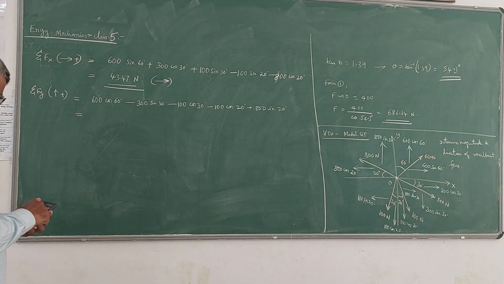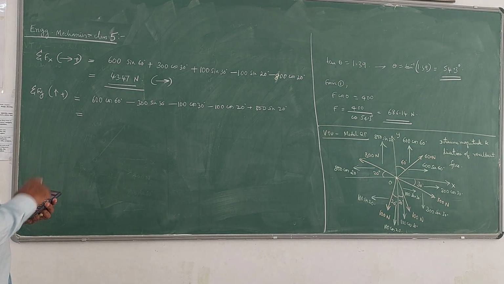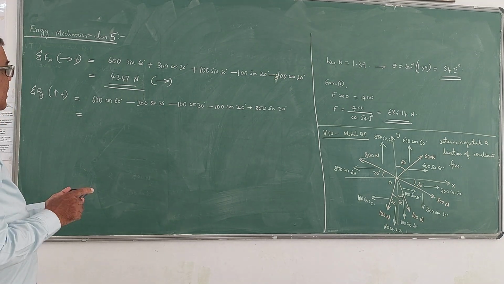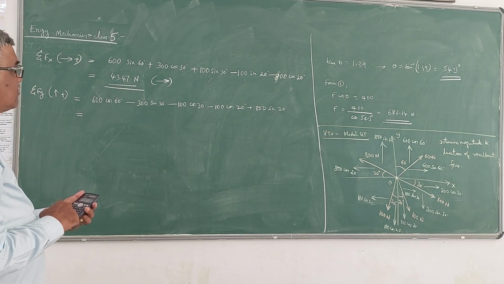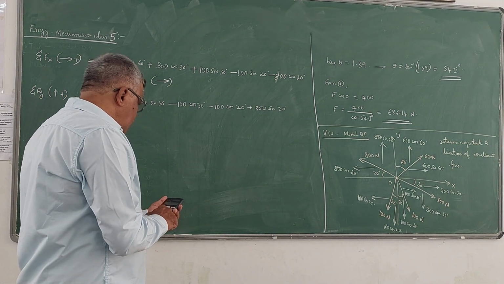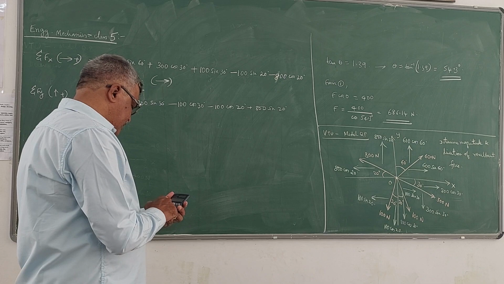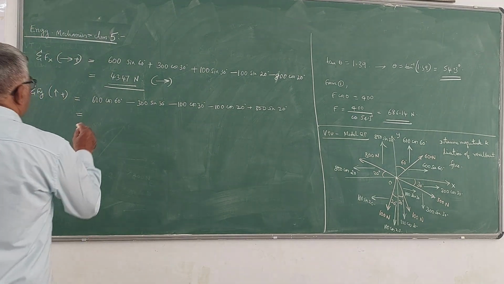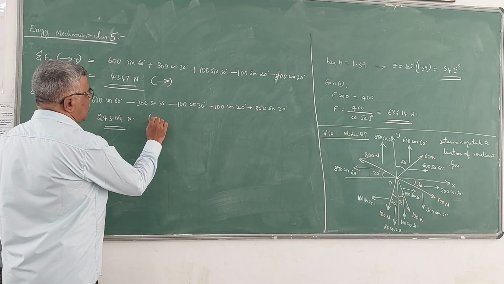Now let us calculate this. 600 into cos 60 minus 300 sin 30 is 150, minus 100 into cos 30 minus 100 into cos 20 plus 800 into sin 20. So the value you get is 243.04. That is also positive. 243.04 Newton. Positive means it is upwards.